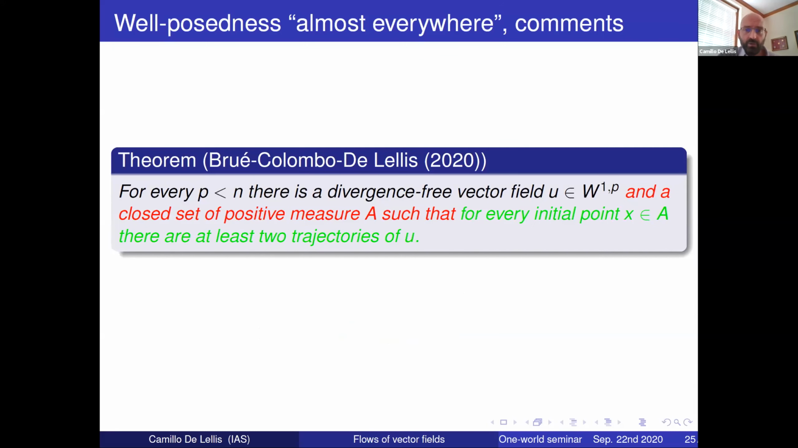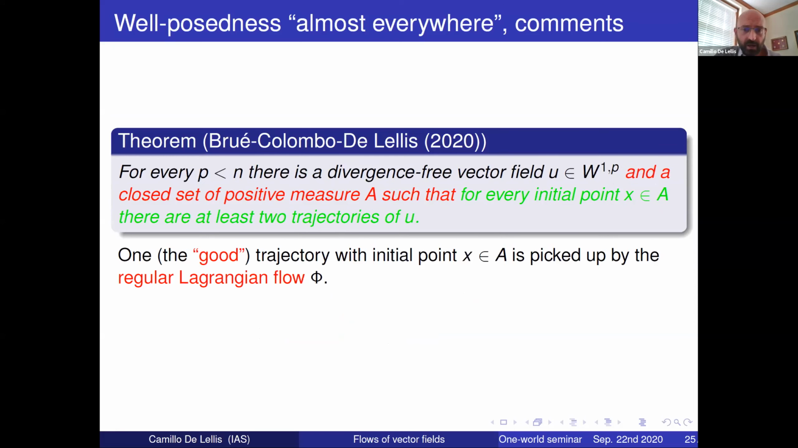Okay. So let me now go back to the theorem that Elia, Maria, and myself proved at the beginning of the year. So how could this be possible? The regular Lagrangian flow: you have these points x lying in A, and for each of these points, you have two trajectories. On the other hand, there is this regular Lagrangian flow, which is picking up certainly only one of these trajectories.